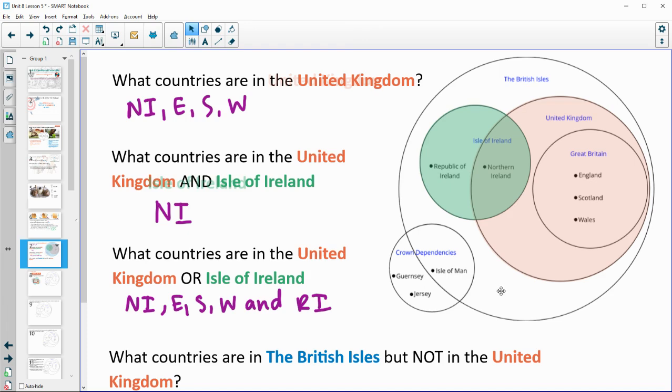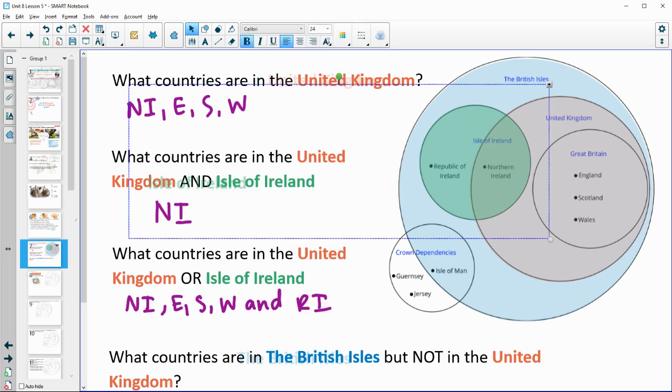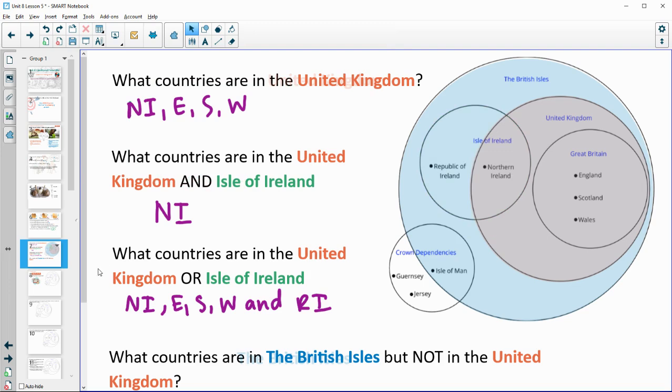What countries are in the British Isles but not in the United Kingdom? So let me get rid of this green, Isle of Ireland. So which ones are in the blue circle but not in the orange? That's going to be the Isle of Man and the Republic of Ireland. Those two are in the British Isles, but not in the UK. So Isle of Man and the Republic of Ireland.